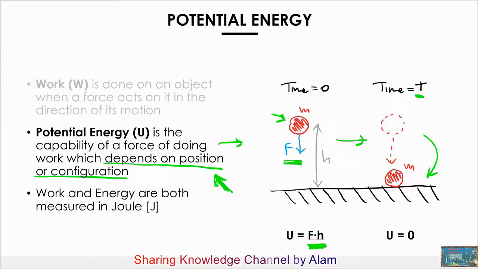Remember that you have work when the object moves in a certain direction and there is a force applied to it in the same direction, which is the case in this example. At time t, the object is on the floor, there is no net force applied to the object anymore, and the height is zero now, so the potential energy is zero in that case. Work and energy, as you can see, are interchangeable in a way, so they're both measured in Joule.